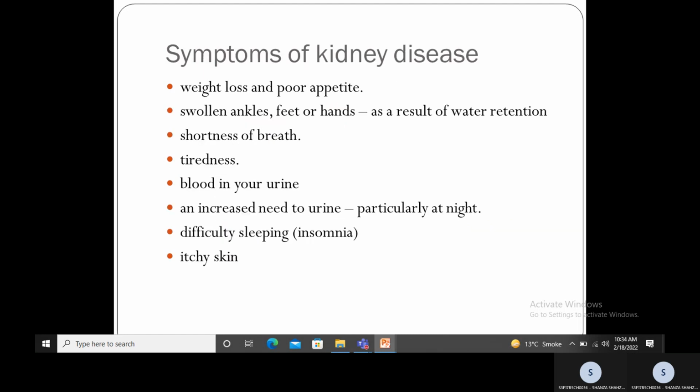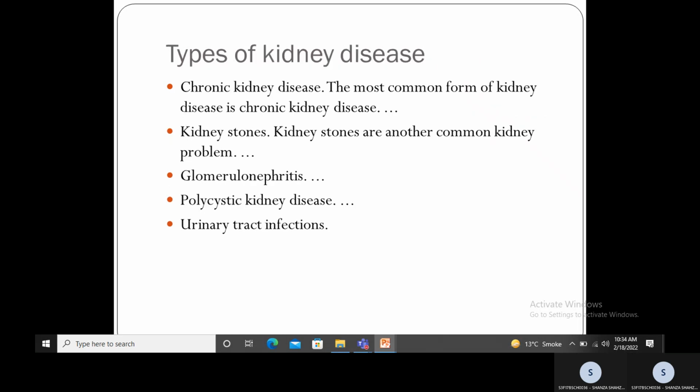Symptoms of kidney diseases are weight loss and poor appetite, swollen ankles, feet, or hands as a result of water retention, shortness of breath, tiredness, blood in your urine, and an increased need to urinate, particularly at night, difficulty sleeping, itchy skin. Types of kidney disease.